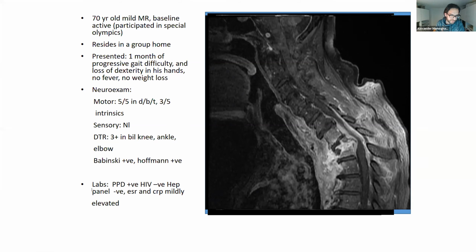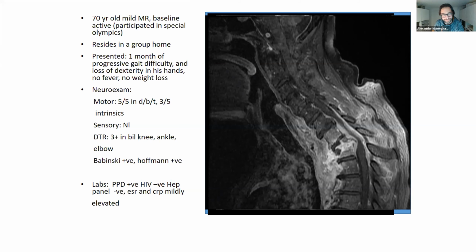Can you just translate PPD? This is not a typical abbreviation here in Switzerland. It's the test for if you've been exposed to TB. Okay, so I see. Yeah. I don't know what it stands for. I forgot. Okay. Thanks.